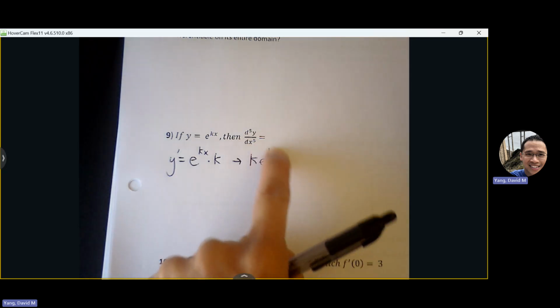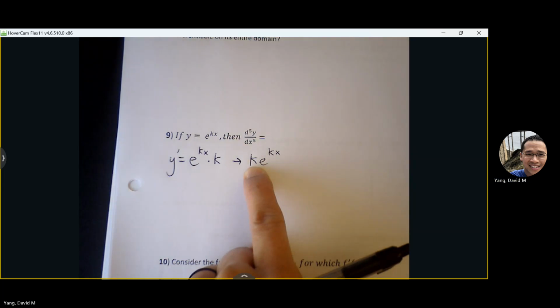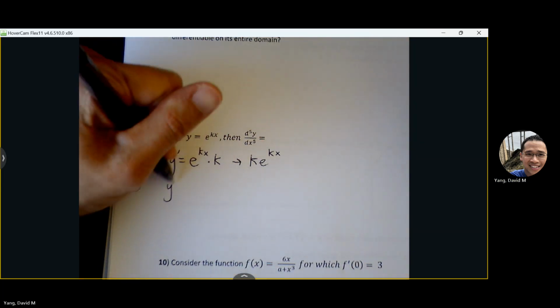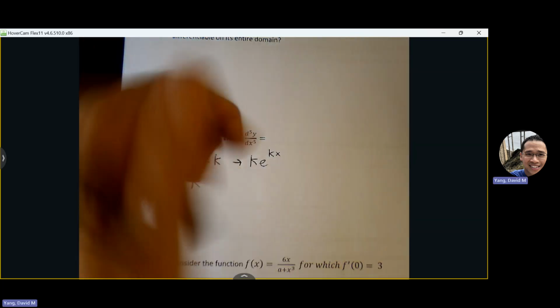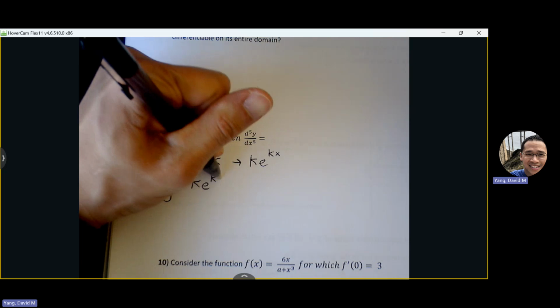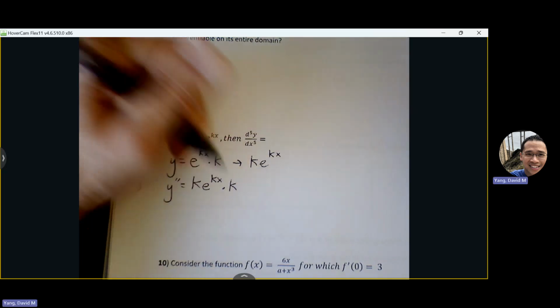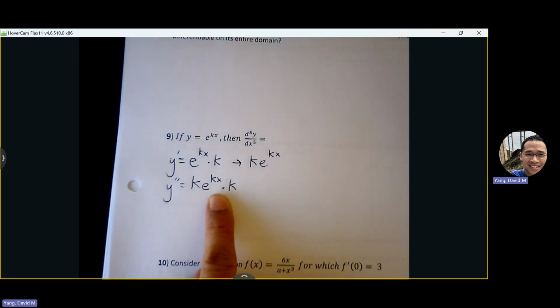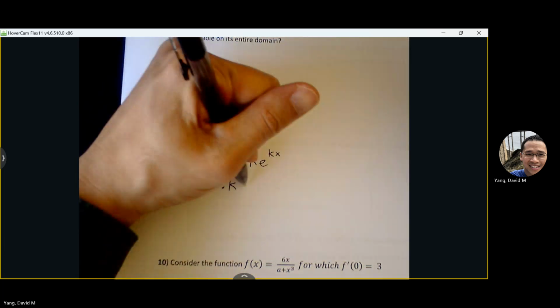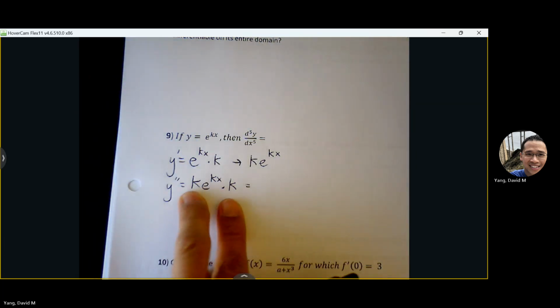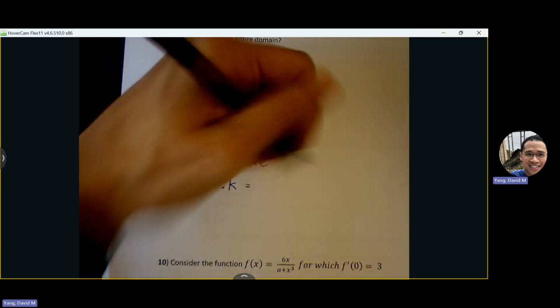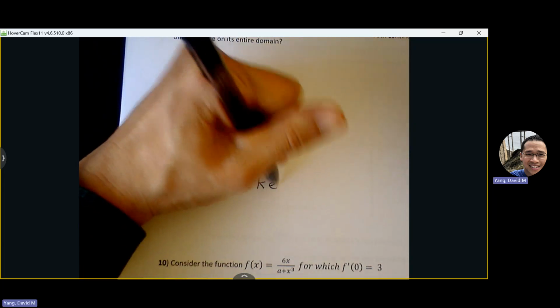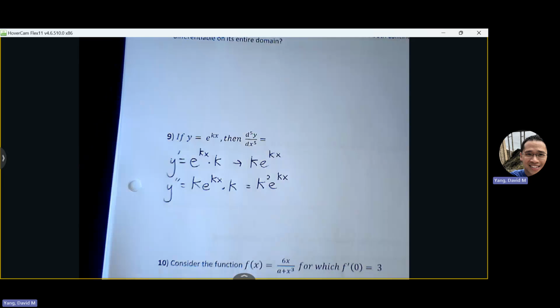So repeat that process again. Find the second derivative. The k stays. E to the u becomes e to the u times u prime. What does that clean up to be? How many k's do you see? K squared, yeah. So hopefully you see a pattern occurring, right?